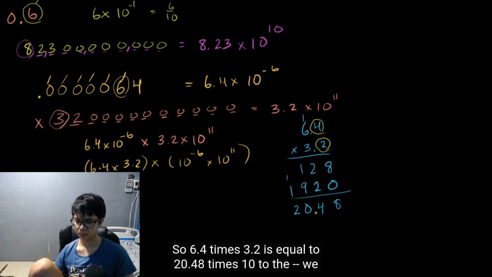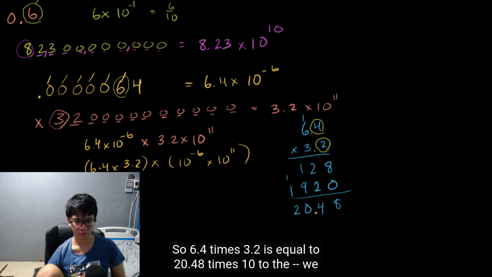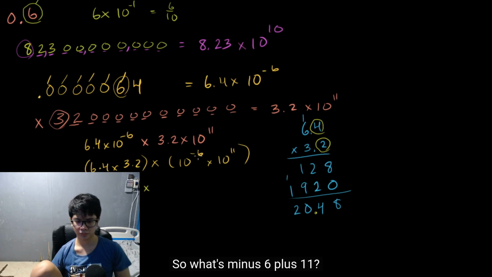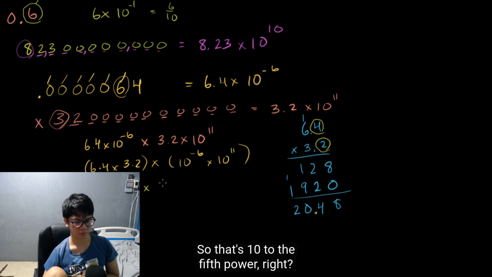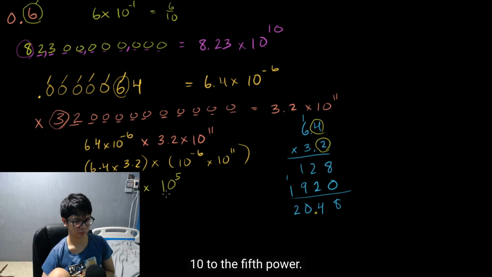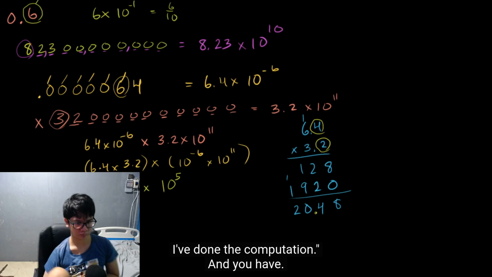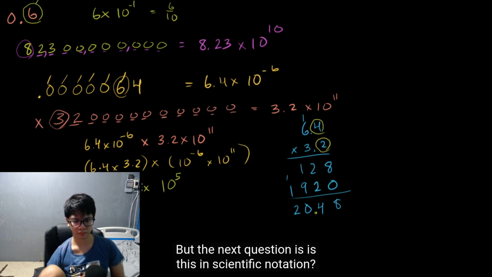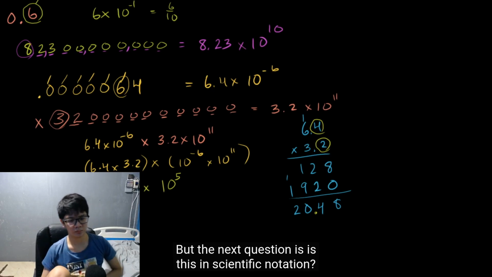So this is going to be 20.48 times 10 to the, we have the same base here, so we can just add the exponents. So what's minus 6 plus 11? So 10 to the 5th power, right? Right, minus 6 and 11. 10 to the 5th power. And so the next question, I say, oh, I'm done. I've done the computation, and this is a valid answer. So the next question is, is this in scientific notation?